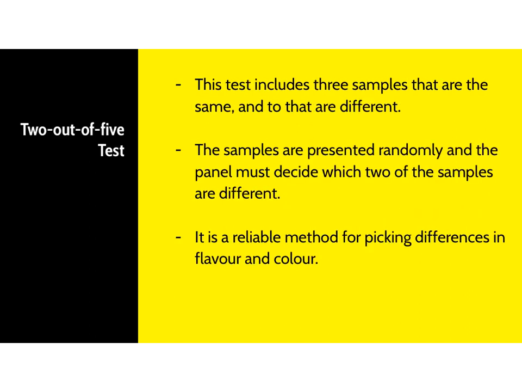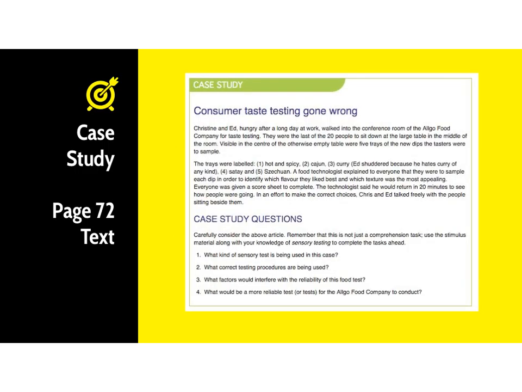Now, the last type of sensory assessment for difference or discrimination tests is the 2 out of 5 test. Now, this test includes 3 samples that are the same, and this should say 2, and 2 that are different. The samples are presented randomly, and the panel must decide which 2 samples are different. It is a reliable method for picking differences in flavour and colour.